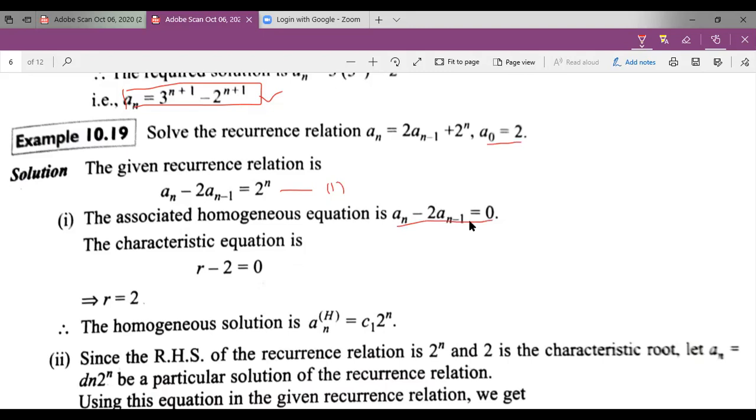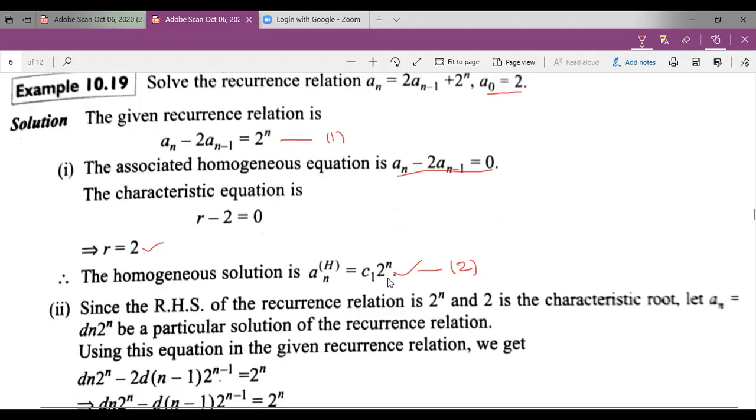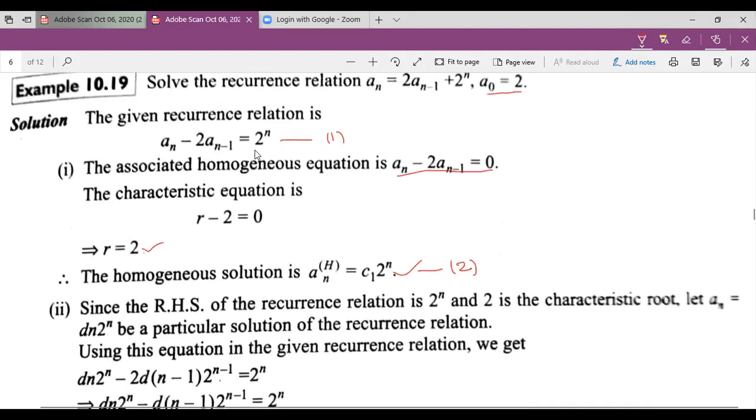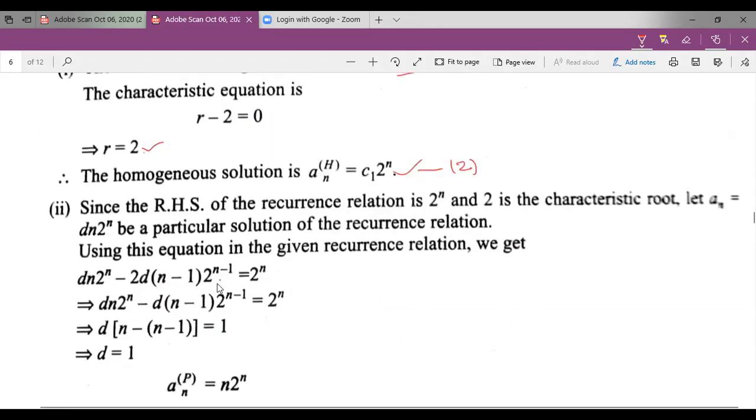So the characteristic equation, this is of degree 1, is r minus 2 is equal to 0. From that r is equal to 2. So the homogeneous solution is a_n^(h) is equal to c1·2^n. Let it be equation 2. Next we find the particular solution. The RHS term of the given recurrence relation is 2^n. So here the r value is 2 and that value is equal to the characteristic root.